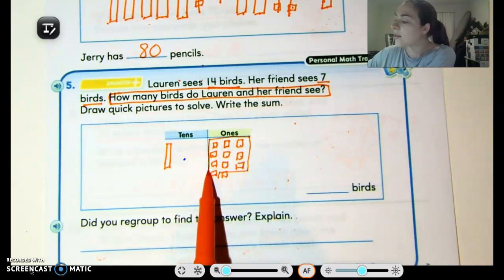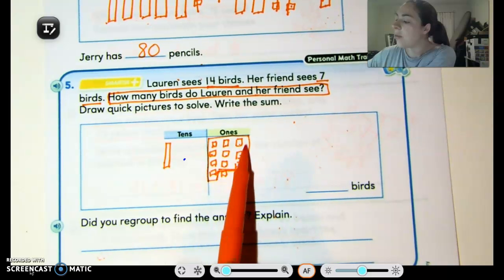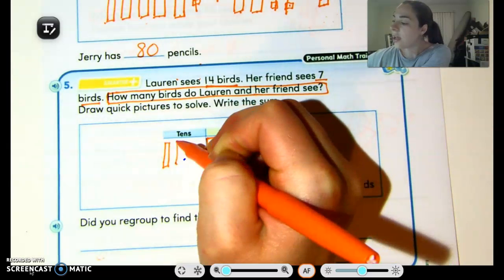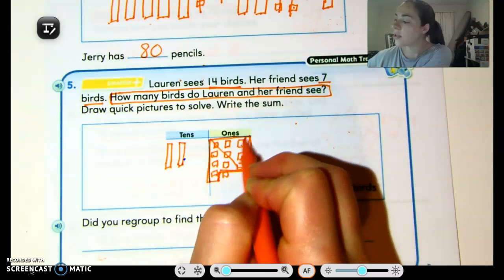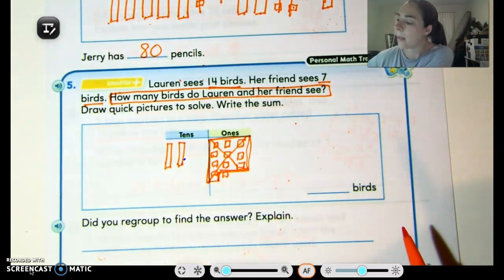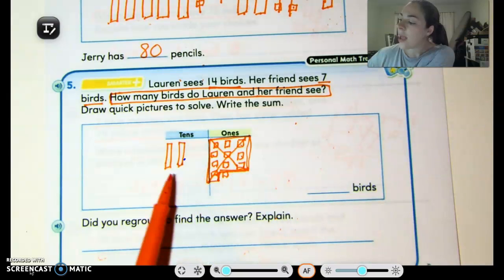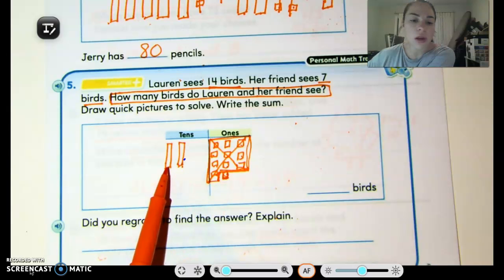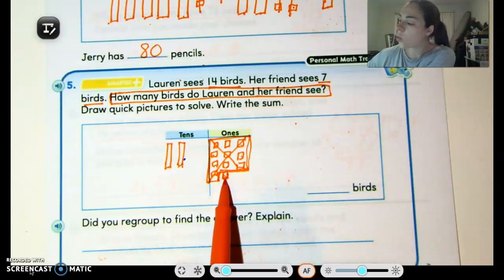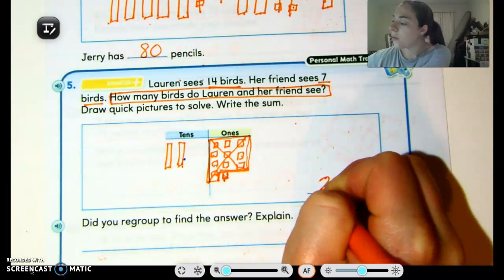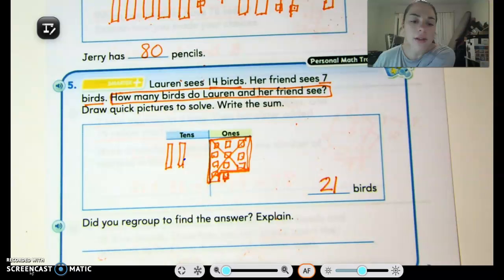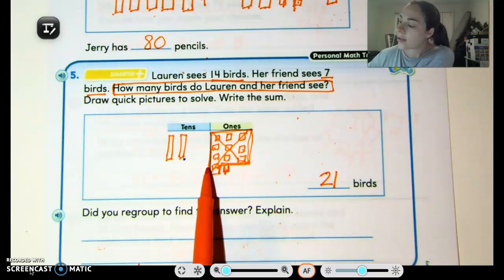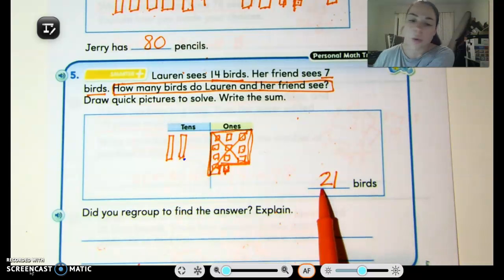I'm going to draw a box around those 10 ones. And let's draw an extra 10 over here. And we can cross these out to show that we're regrouping, right? So now we have 2 tens and 1 one. So that would be equal to 10, 20, 21. Did we have to regroup to find our answer? Yes, right? We had to regroup these 10 ones into a 10 to solve for 21.